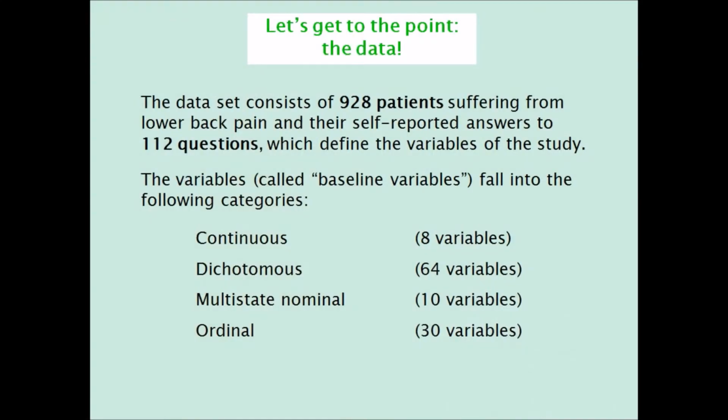So here it is. Let's get straight to the point. The data set that was provided consists of 928 sufferers of lower back pain. They answered a questionnaire that had 112 questions. These are the so-called baseline variables to be used in the clustering of the respondents. It's a mixed bag of variables. Mostly they have categorical scales, but 8 out of the 112 are measured on continuous scales.